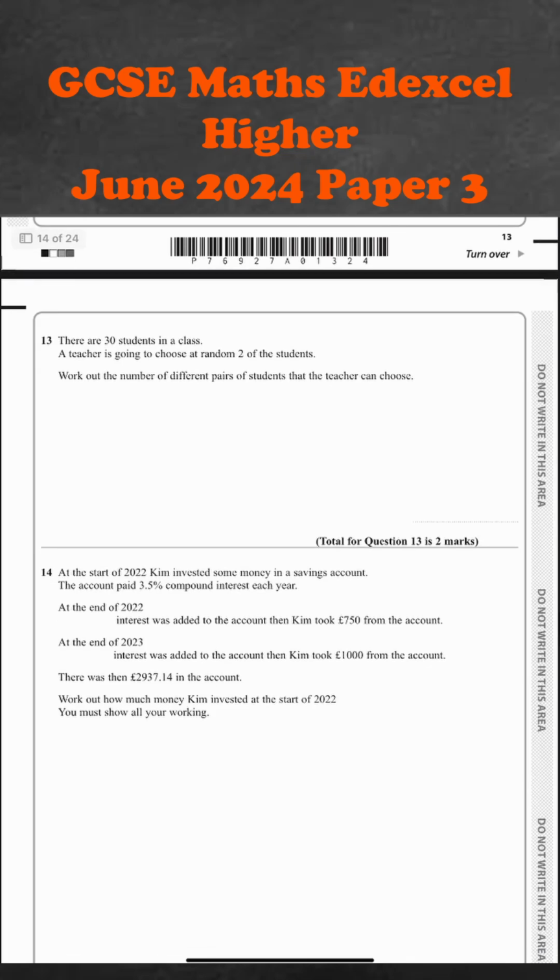Question number 13. There are 30 students in a class. A teacher is going to choose at random 2 of the students. Work out the number of different pairs of students that the teacher can choose. All we need to do for this is the number of students multiplied by 1 less than the number of students and divided by 2. You can absolutely do this the slow way if you really want to. It will take ages. So 30 times 29 divided by 2 is 435.